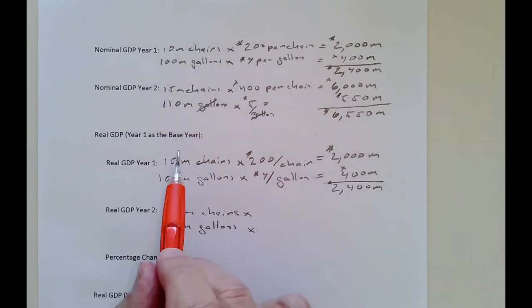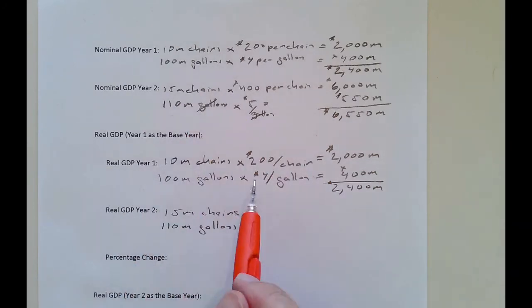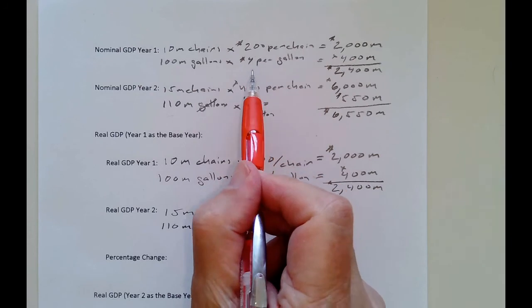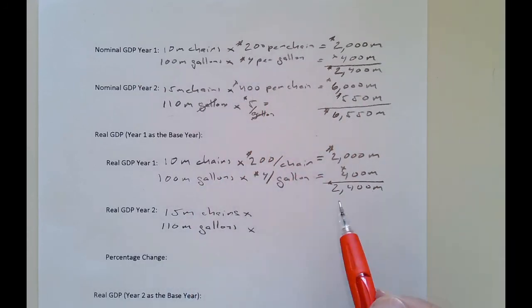So if year 1 is the base year, that means we're using the prices in year 1: $200 per chair, $4 per gallon. Do the same thing down here. There's no difference. And that's always the case. Whatever year is the base year, both the nominal number and the real number will be the same, because that's the year using all those prices.